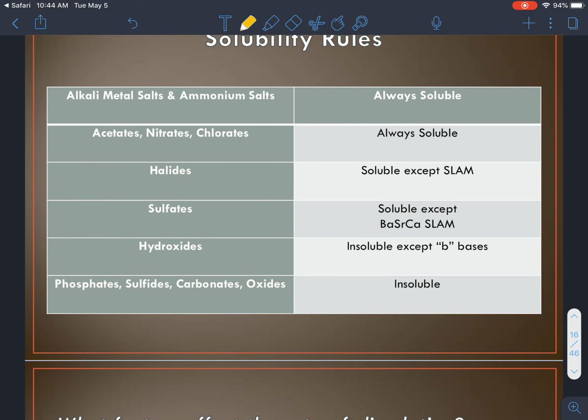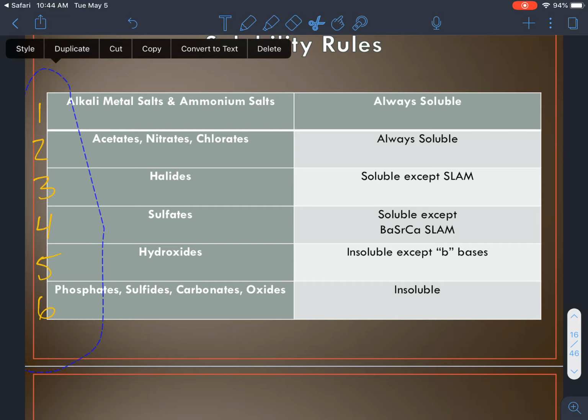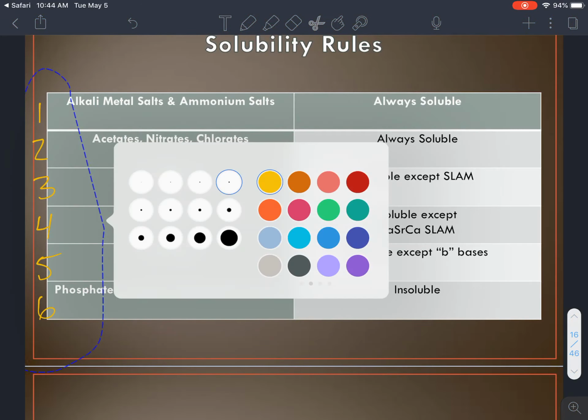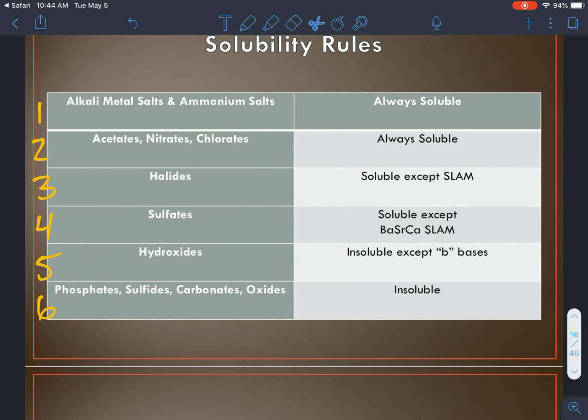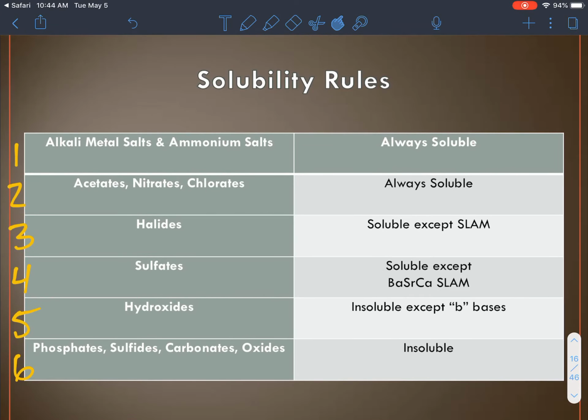All right, the first thing I want you to do is to number 1 through 6 on the left-hand side of this table. So just write down 1, 2, 3, 4, 5, 6. This number basically is just going to tell us the order of what we should be paying attention to. So, next thing we're going to look at is just our first rule.